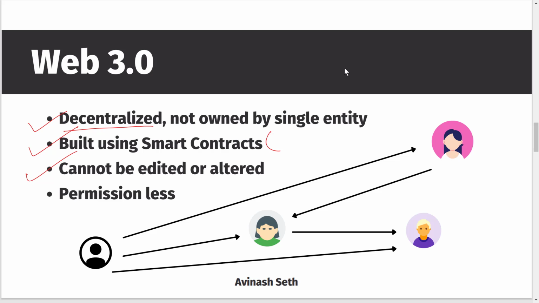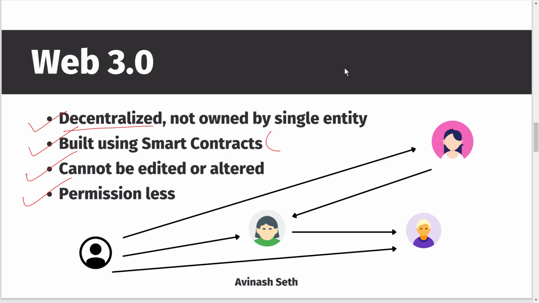So once your data goes inside the platform, once it goes inside the database, if I may say in simpler terms, it cannot be edited, while in Web 2.0 it could be. And finally, nobody needs a permission or a special permit card to be a part of Web 3.0, because it is open, or it is permissionless.